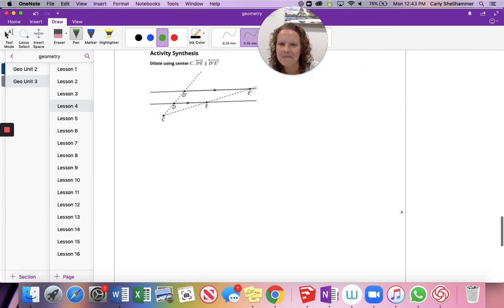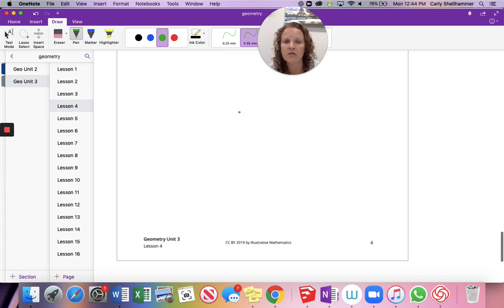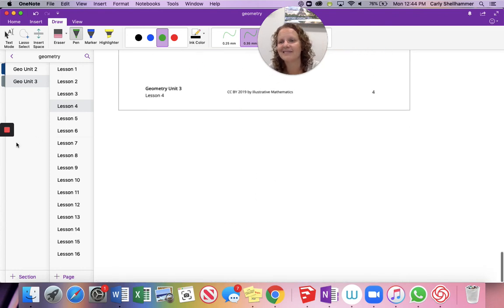Okay. All right, and here is just another one. You're dilating through this ray from D to D prime by some scale factor K greater than 1, and E to E prime, and our lines stay parallel because this angle is congruent to that angle. The corresponding angles are congruent, therefore the lines are parallel. And that's it. Good job today.